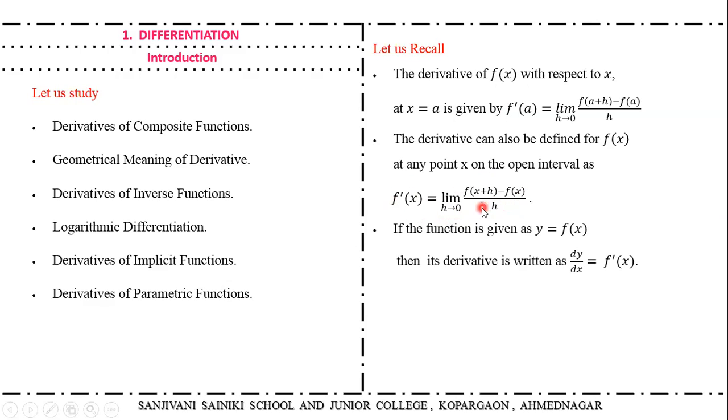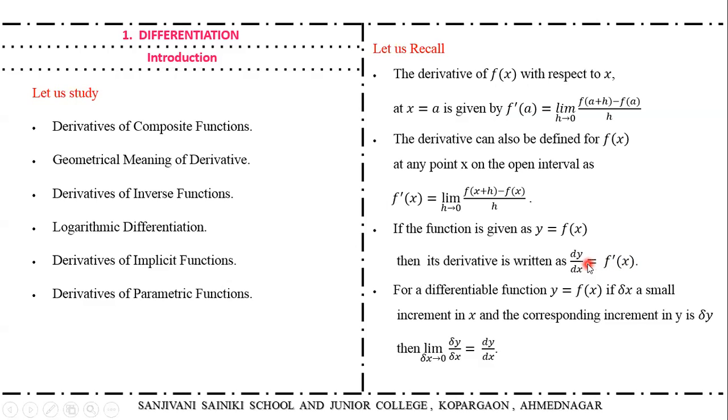Derivative using first principle. Now, if the function is given as y is equal to f of x, so f of x we just denote by y, then its derivative is written as dy by dx is equal to f dash of x. Learn this notation, dy by dx is equal to f dash of x. This is the Leibniz notation.